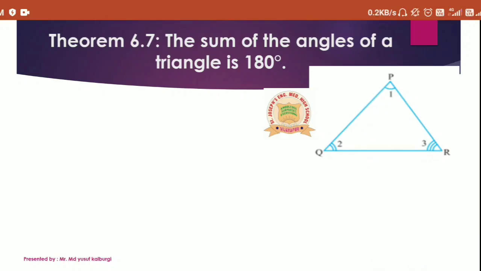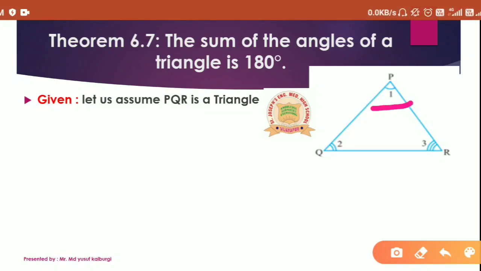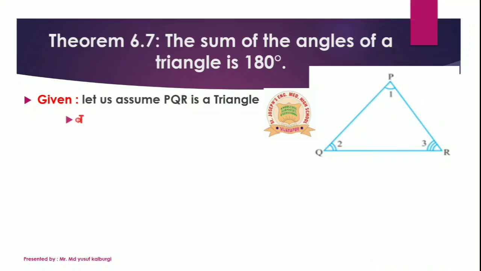So how are we going to prove it? Let us start proving the theorem. Let us assume that PQR is a triangle. This is the given thing which we have got. What we are going to prove: these three angles, angle 1, angle 2, angle 3, their sum is equal to 180 degrees. So let us write that. To prove that angle 1 plus angle 2 plus angle 3 is equal to 180 degrees. So how are you going to prove it?